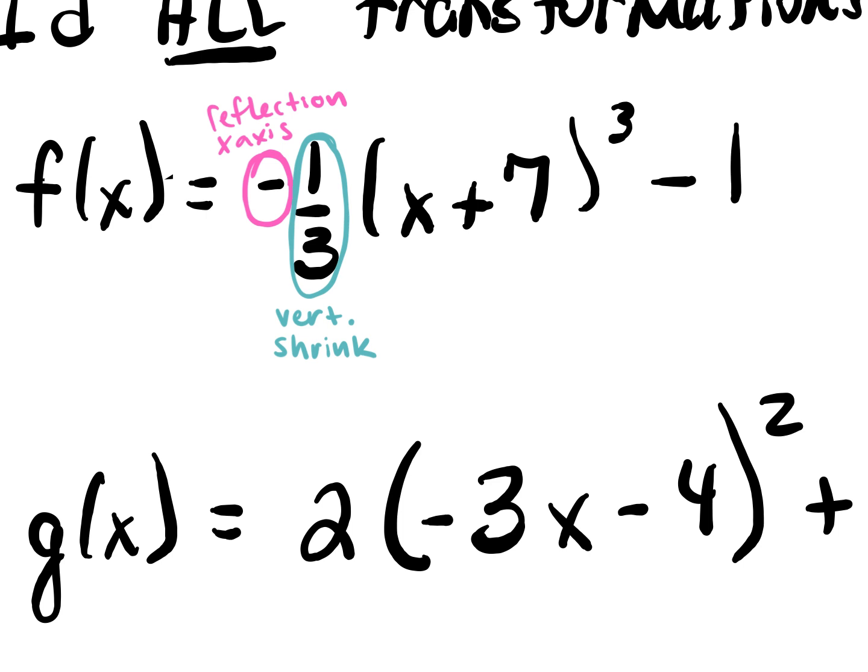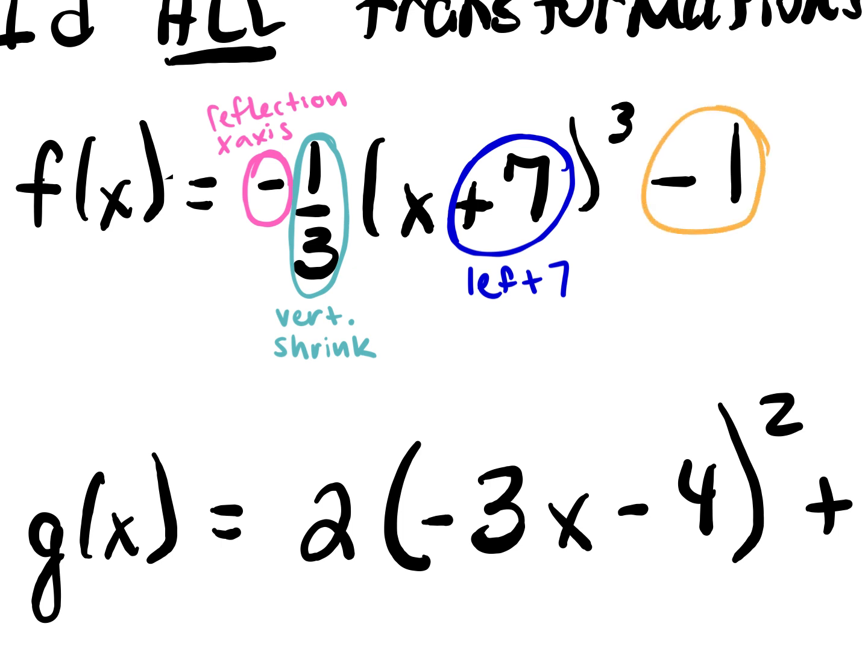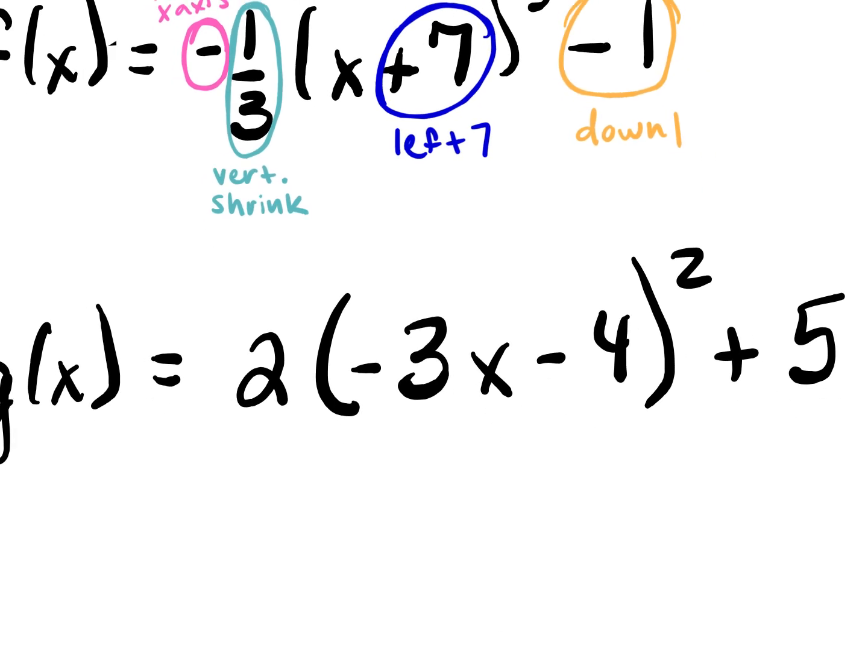All right, when we add 7 on the inside, what does that do to our graph? Left 7. Plus is left. And then when we subtract 1 on the outside, we move down 1. Let's do number 2.